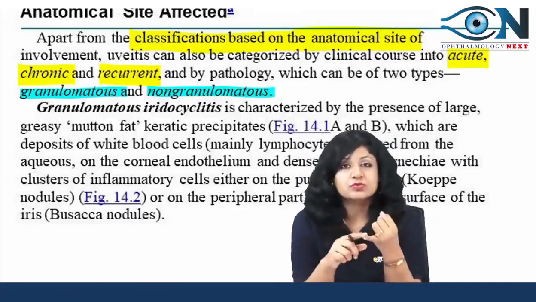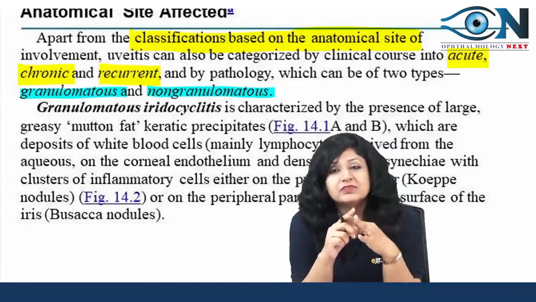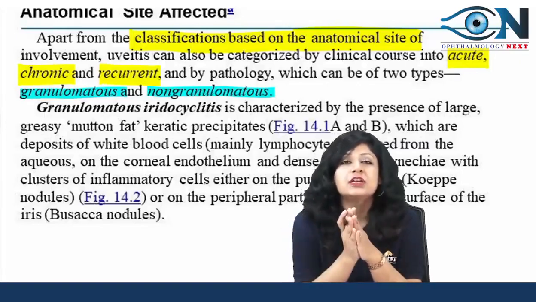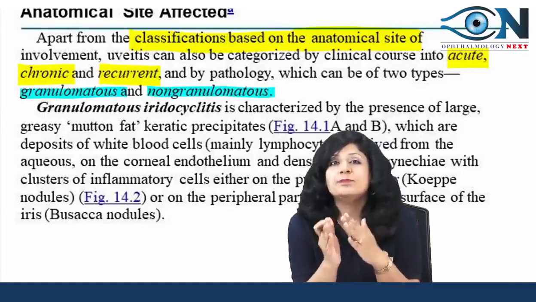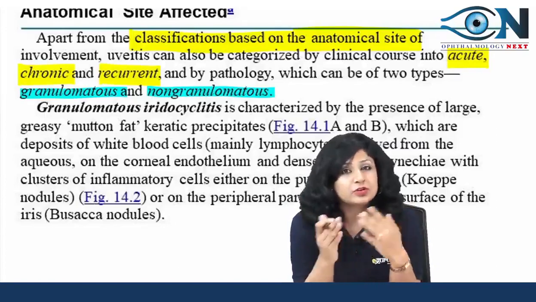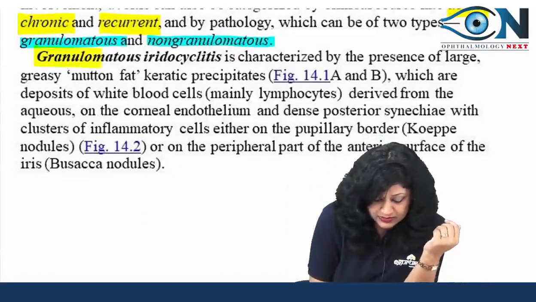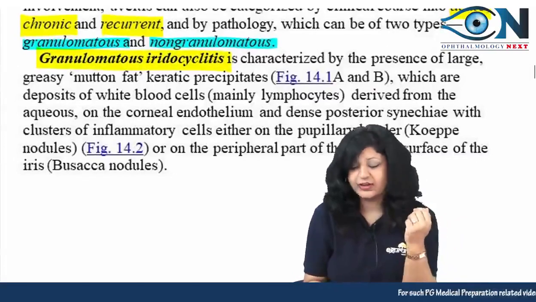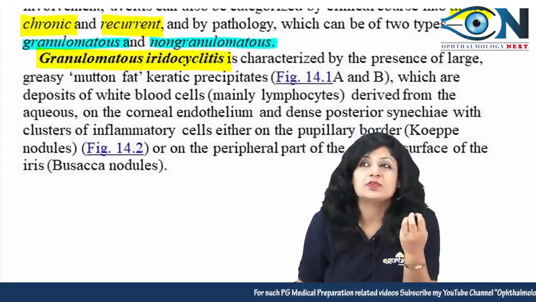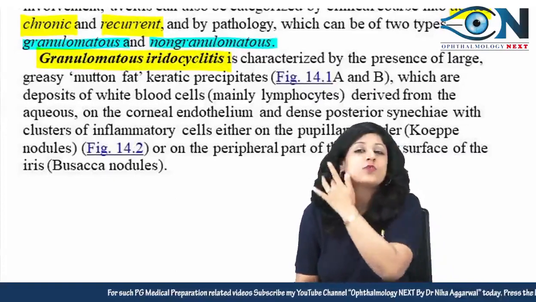We have acute, we have chronic, we have recurrent, and we can also have a pathological classification according to the type of inflammation, that is granulomatous or non-granulomatous. Now if I talk about granulomatous iridocyclitis, this is actually characterized by large KPs. So whenever we have got, why?